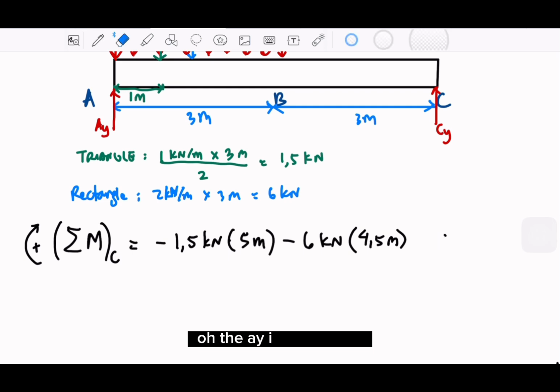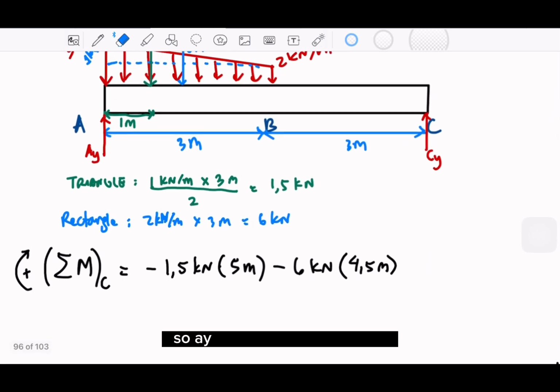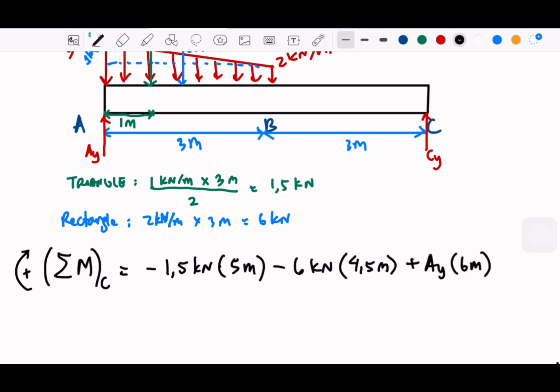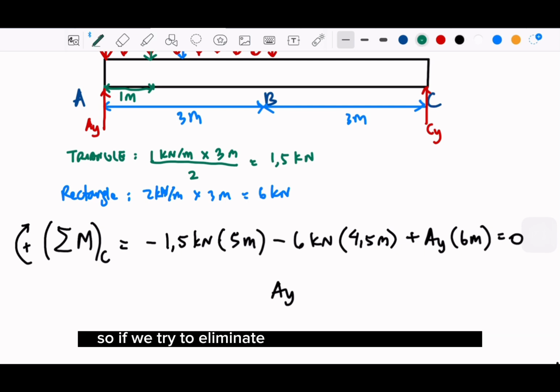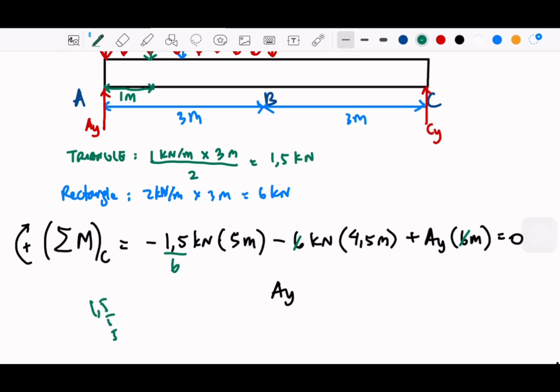Oh, the AY, I forgot the AY. So AY multiplied with 6, so equal to 0. Okay, what is it? So AY. If we try to eliminate 6, and we divide by 6, so AY will be 1.5 multiplied with 5, but divided by 6.